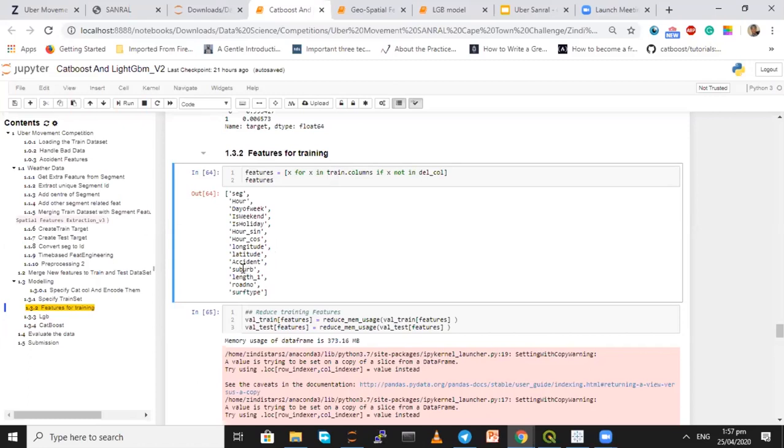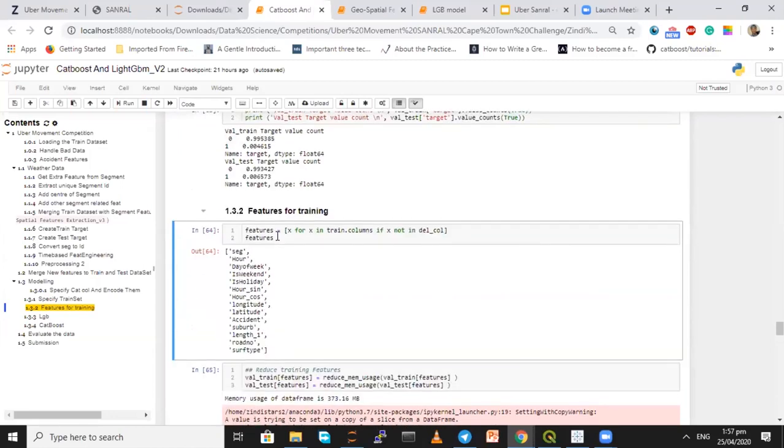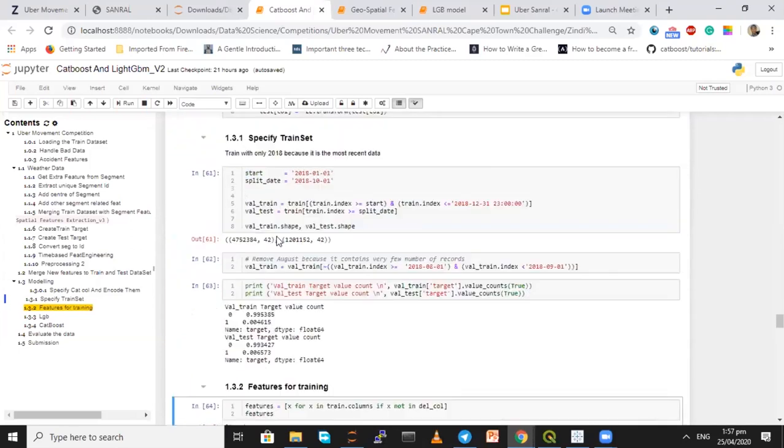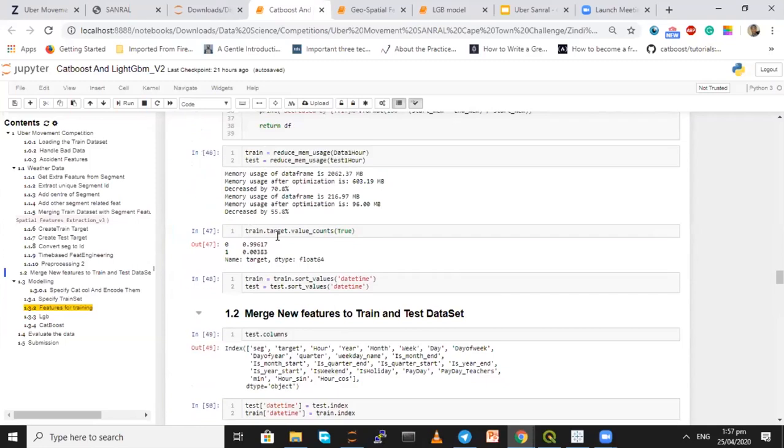We also used the suburb. This one we got from reverse geocoding with GeoPy. We used the road length, the road number and the surface type. The surface type we got from the geospatial data. So these are the features we used.